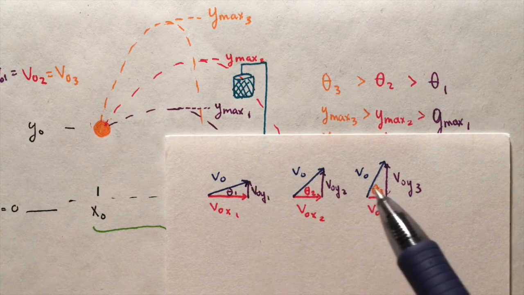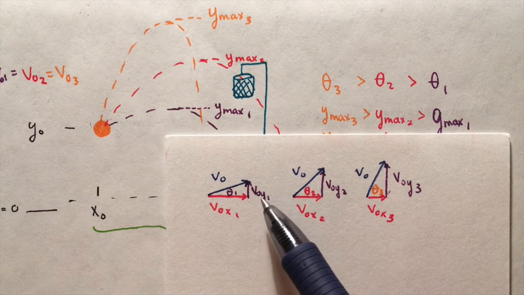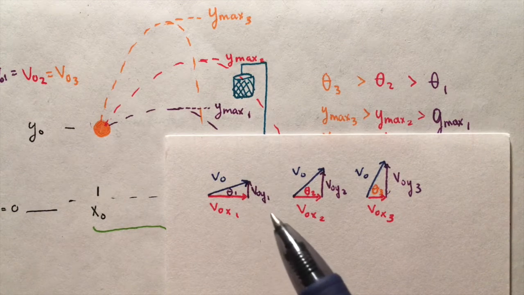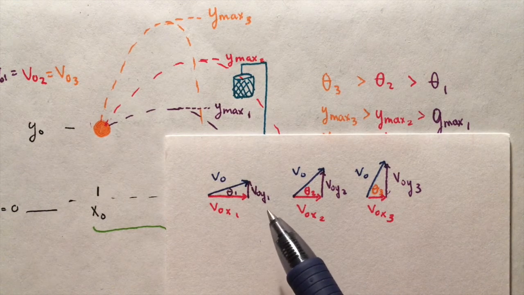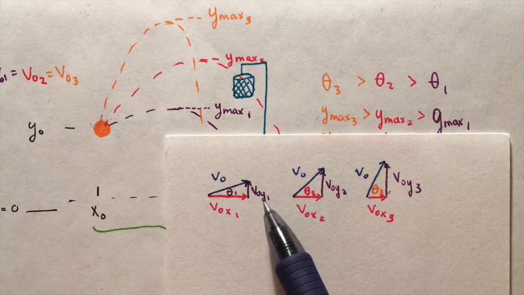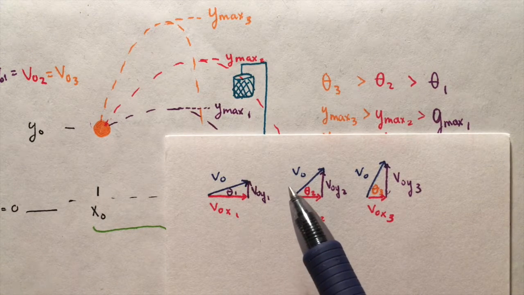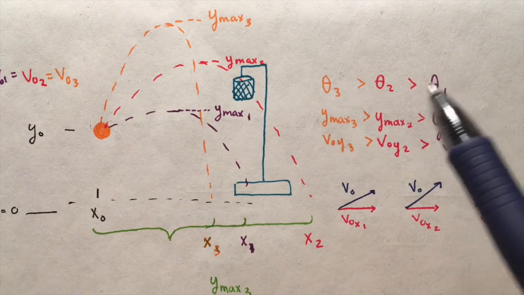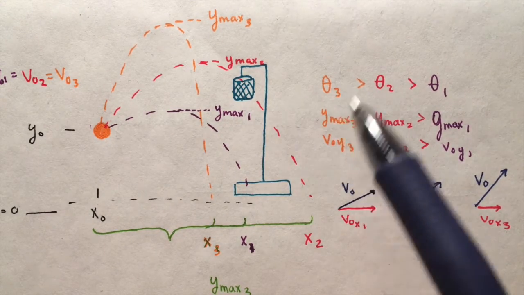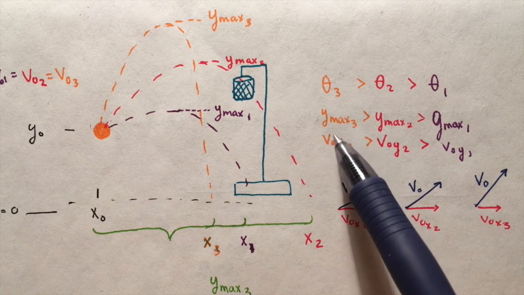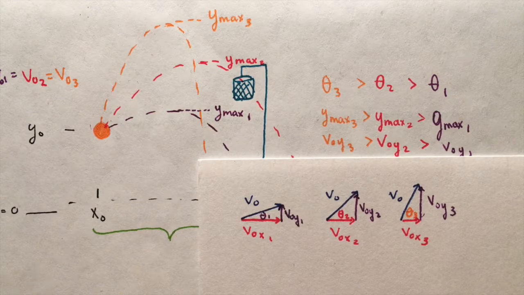So as the launch angle gets bigger, the vertical component of the speed gets bigger, which means the ball is moving faster in the vertical direction, which will allow it to get up to a higher height before gravity can slow it down and turn it around. So you can see this very clear relationship. The bigger the launch angle, the bigger the vertical component of the speed, the higher the ball is going to go. Alright, now what about X stuff?